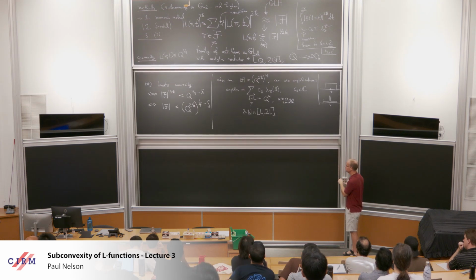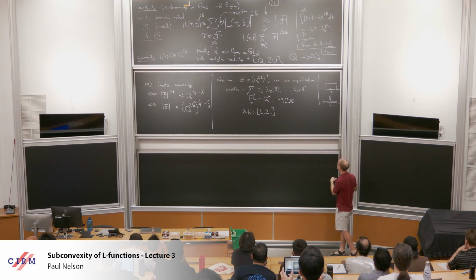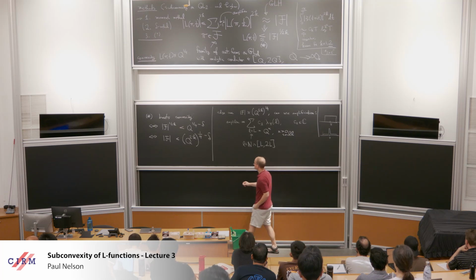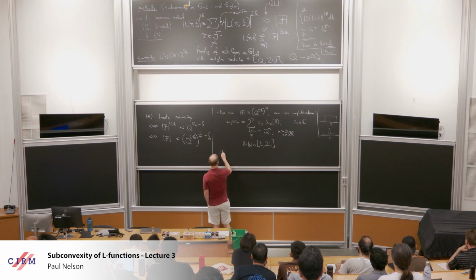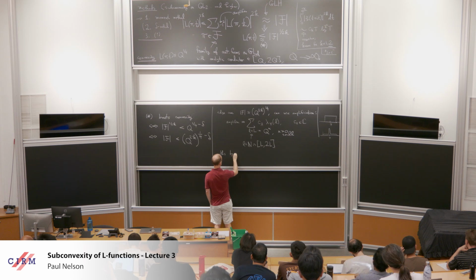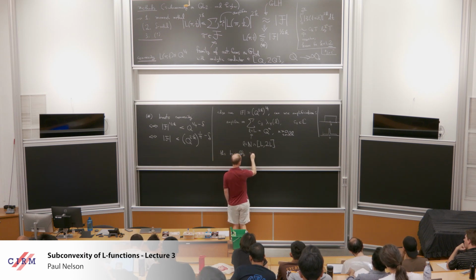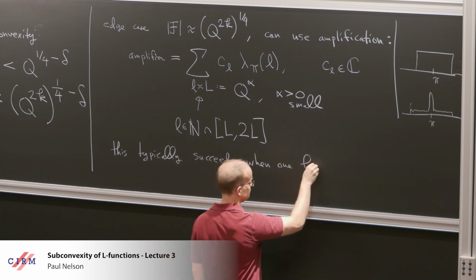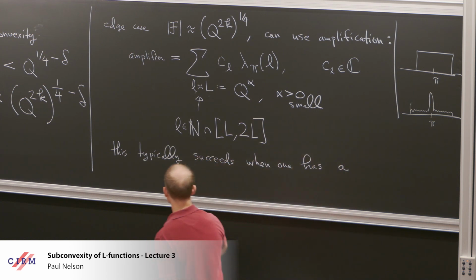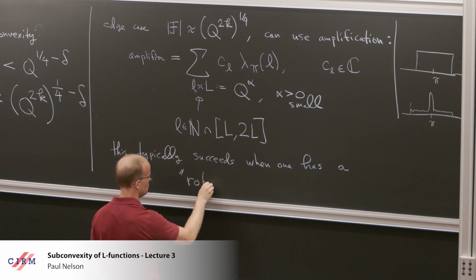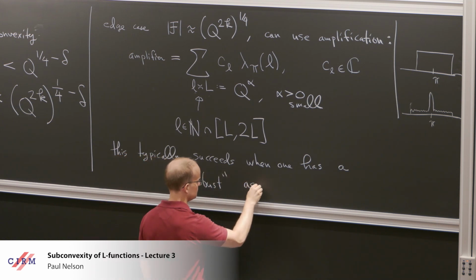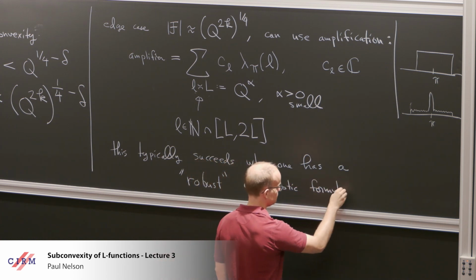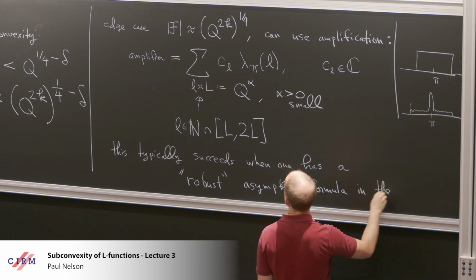This is something that's worth explaining just briefly. So this method, the amplification method, typically succeeds when one has what I'll call a robust asymptotic formula in the edge case.